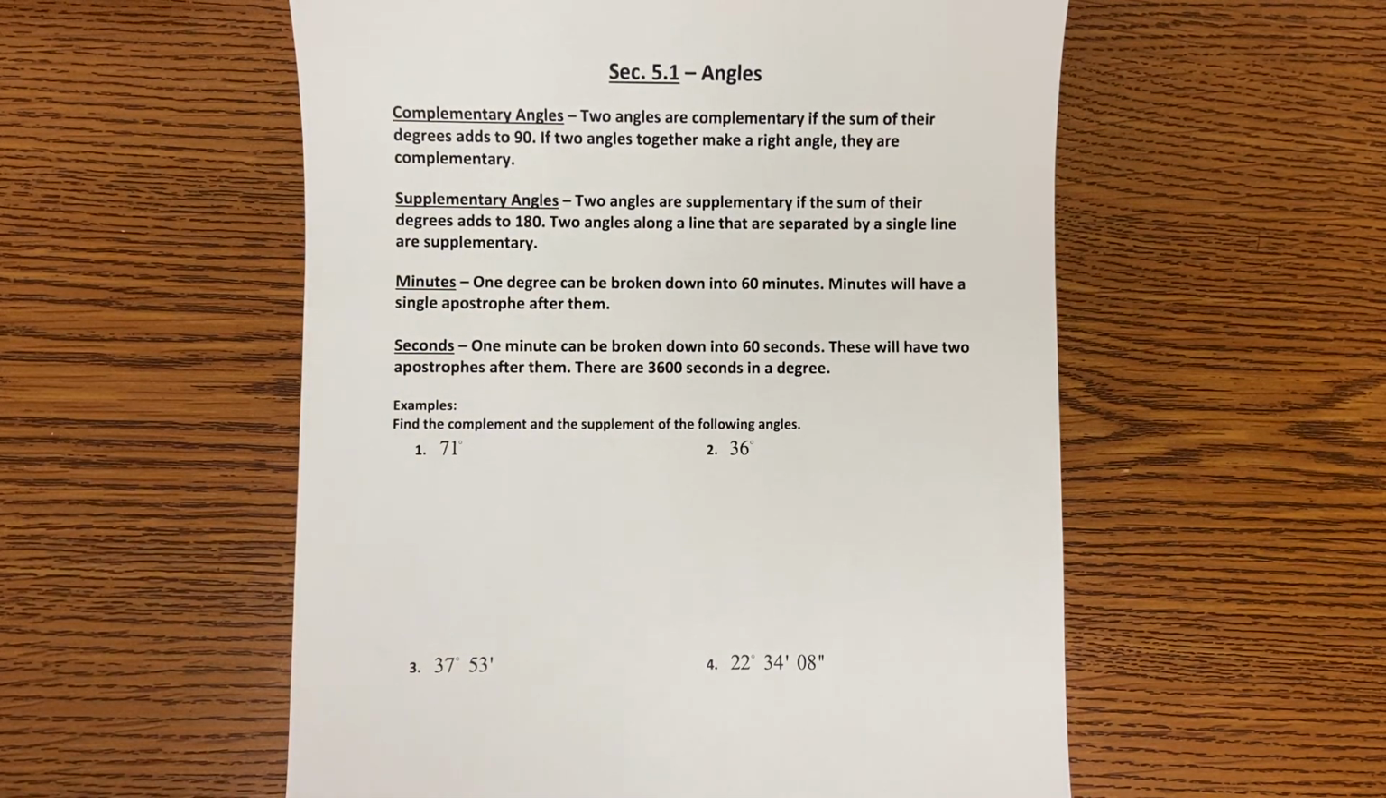Okay, 5.1 starts primarily with angles. Complementary and supplementary angles are the first two ideas. Two angles are complementary if they add to 90 degrees. Two angles are supplementary if they add to 180. A lot of your homework problems will ask you to find the complement and then the supplement. The supplement of the angle in question should always be 90 more than the complement. So if you can get the complement easily, you can always add 90 to it to get the supplement.